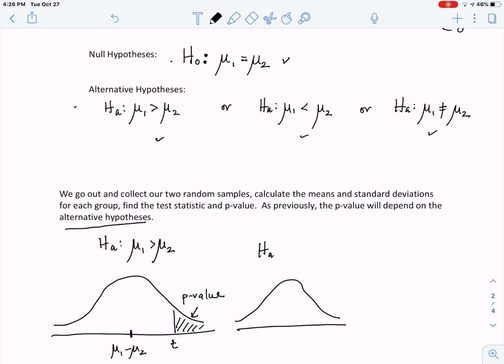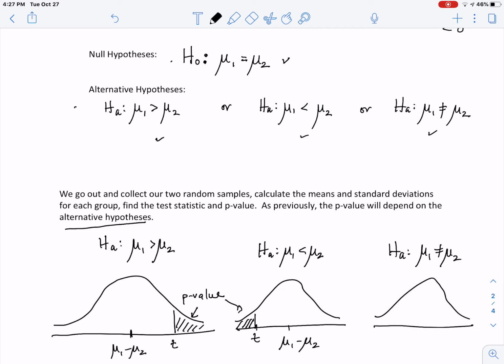If our alternative is a less than, this is still mu1 minus mu2 is where the center is. Your test statistic here, your p-value will be on the left side. And if you have a not equals, this is going to be a two-tailed test. So that's exactly like what we've seen before. And your p-value is these two shaded regions.